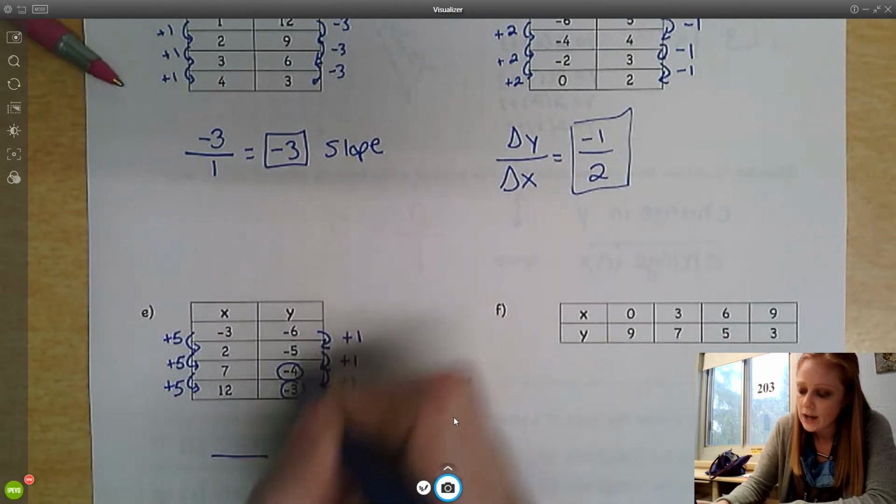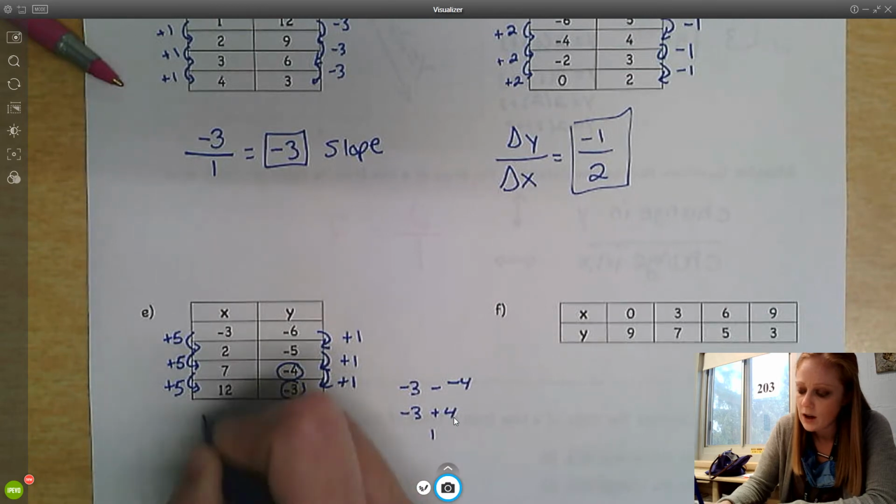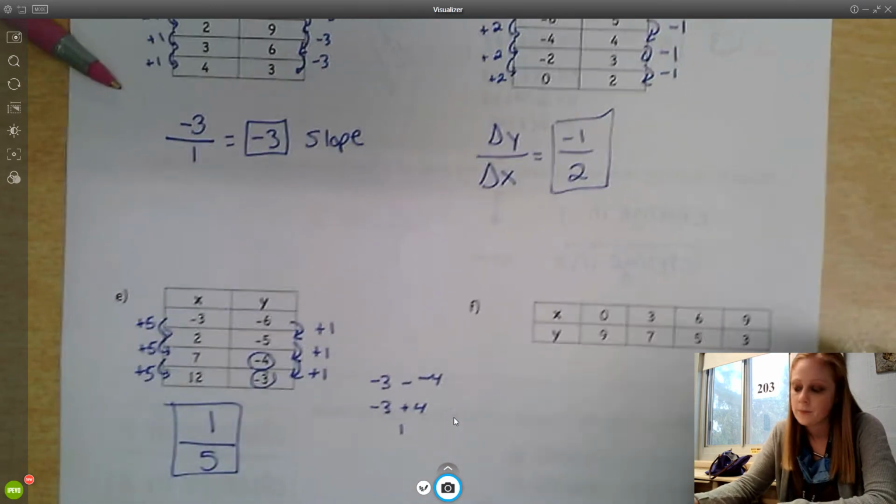Change in y over change in x. My change in y is 1. My change in x is 5. My slope is 1 over 5, 1/5.